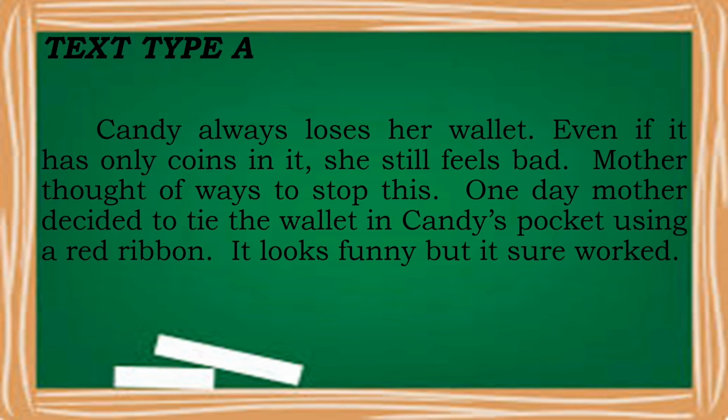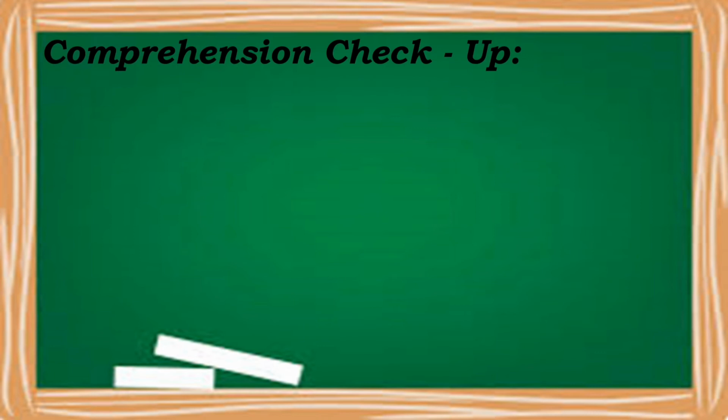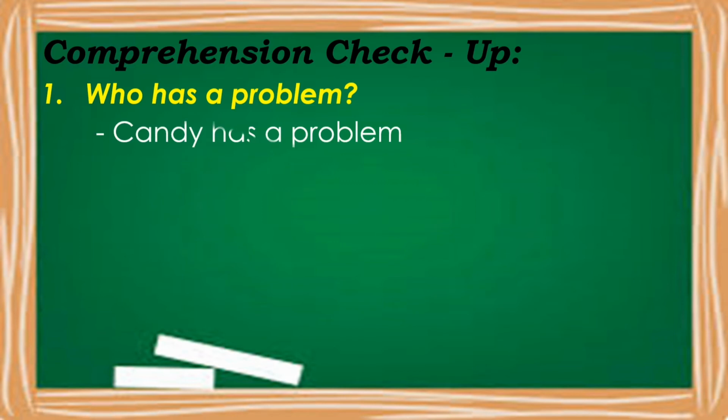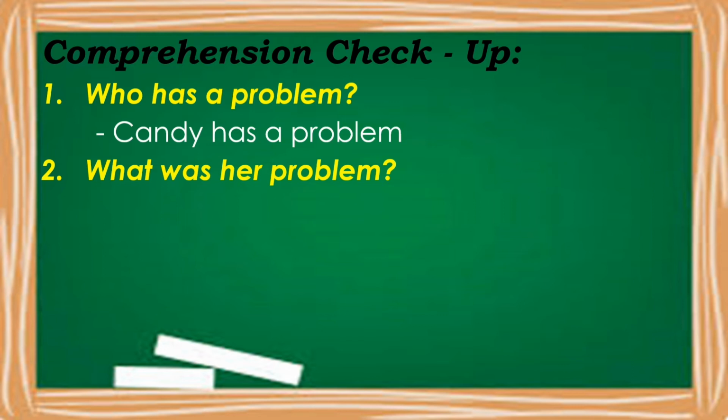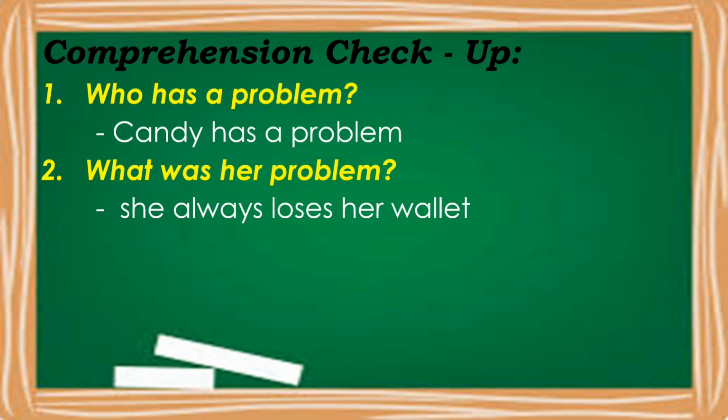Now, for our comprehension checkup, let's answer the following questions. Number 1. Who has a problem? Very good. Candy has a problem. Number 2. What was her problem? Very good. She always loses her wallet.